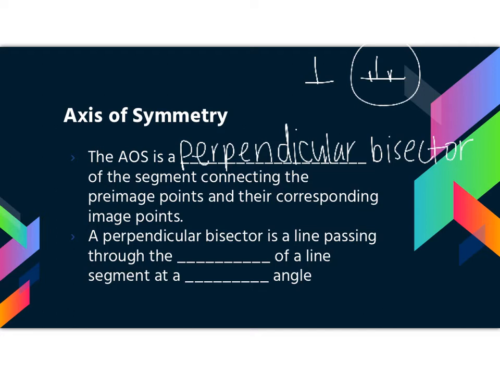A perpendicular bisector is a line passing through the midpoint of a line segment at a 90-degree angle. Note that 90-degree angles and right angles are synonyms. So basically, the axis of symmetry splits the segment connecting the pre-image points to their image points in half at a right angle.